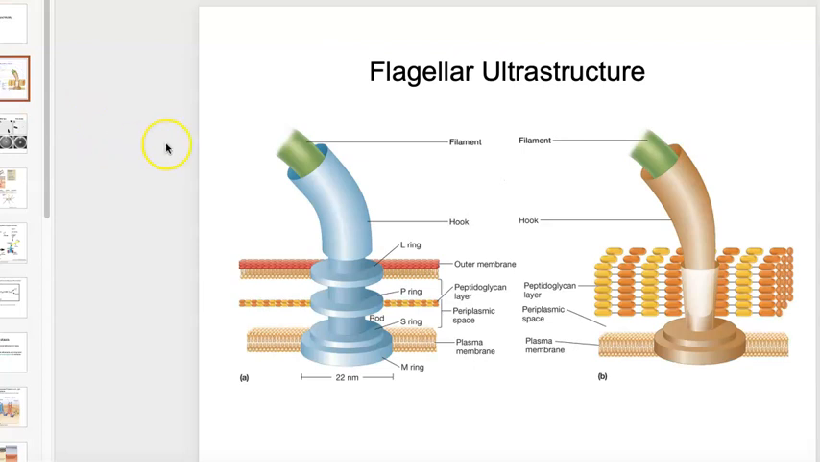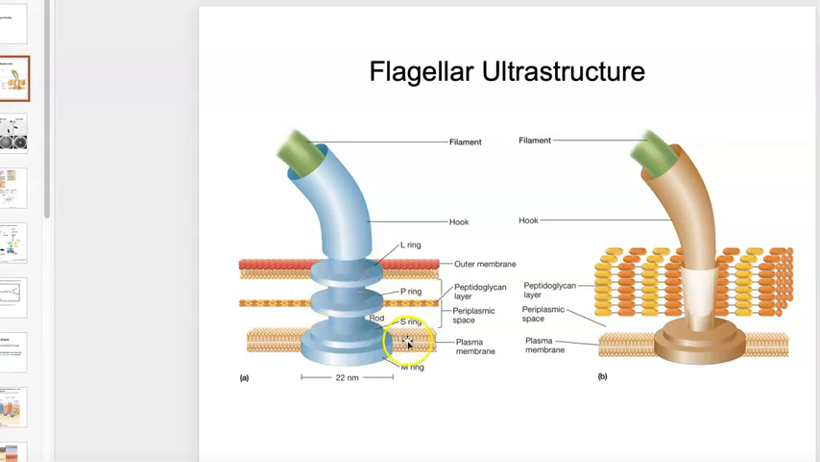So this slide is an overview of flagella ultrastructure. You can see on the left the typical gram-negative arrangement and on the right the gram-positive arrangement. In this particular case, the gram-negative has an outer membrane, and embedded in that outer membrane is an L ring, the L standing for LPS, or lipopolysaccharide, and the thin peptidoglycan layer here in the middle with the P ring, or peptidoglycan ring, embedded.